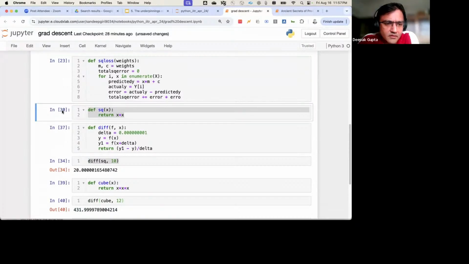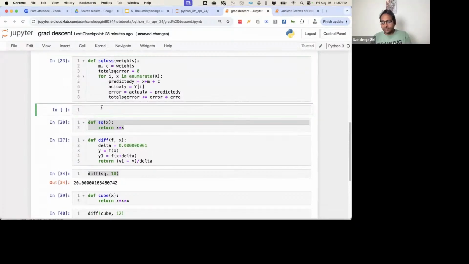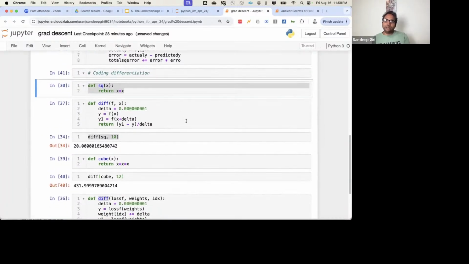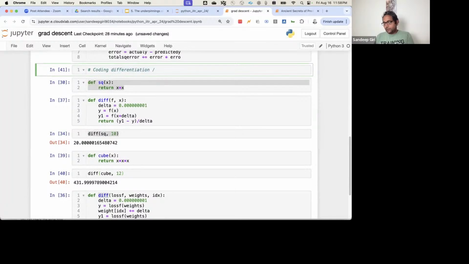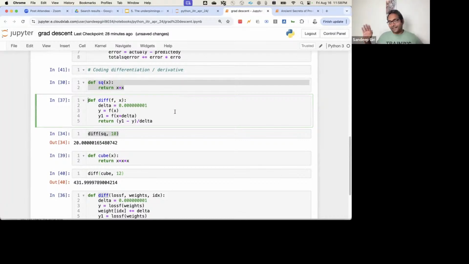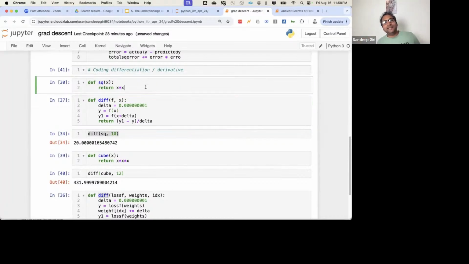Here, a slight digression, coding differentiation. I just want everybody to be on the same page with respect to differentiation. When somebody says differentiation or derivative in calculus, it doesn't mean that we have to find the difference between two things. It means we want to find out the rate of change of output with respect to some variable. As simple as that.